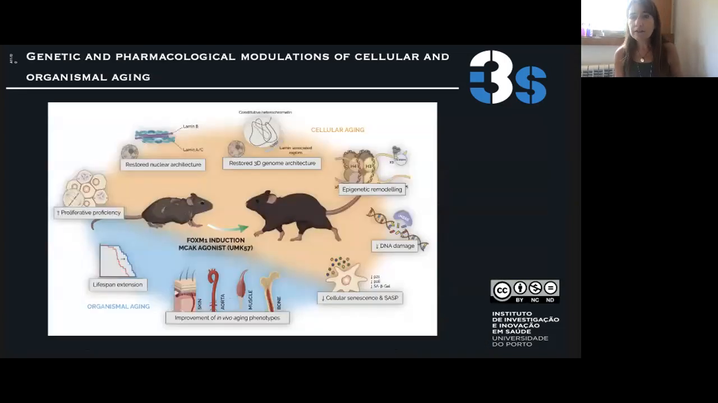We are now addressing the impact of both FOXM1 genetic modulation and UMK57 pharmacological intervention in other cellular aging hallmarks, such as the epigenome and the 3D chromatin architecture, as well as we are investigating further benefits in organismal aging. I hope very much to disclose these findings in a near opportunity.